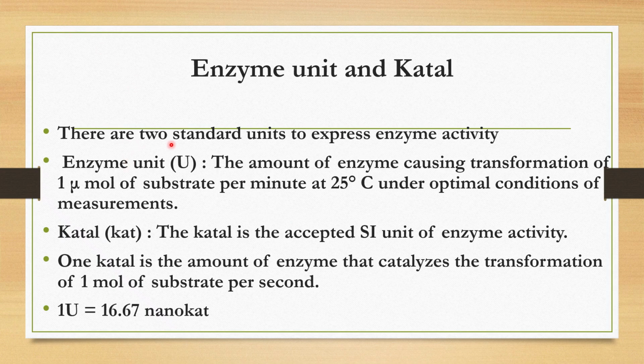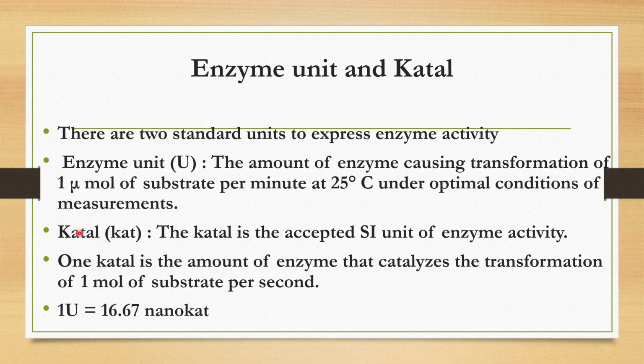Now there are two standard units to express your enzyme activity, or you can say catalytic activity. One is your enzyme unit and the other one is your catal. Now what is one unit? One enzyme unit is the amount of enzyme causing transformation of 1 micromole of substrate per minute at 25 degrees Celsius under optimal conditions of measurement.